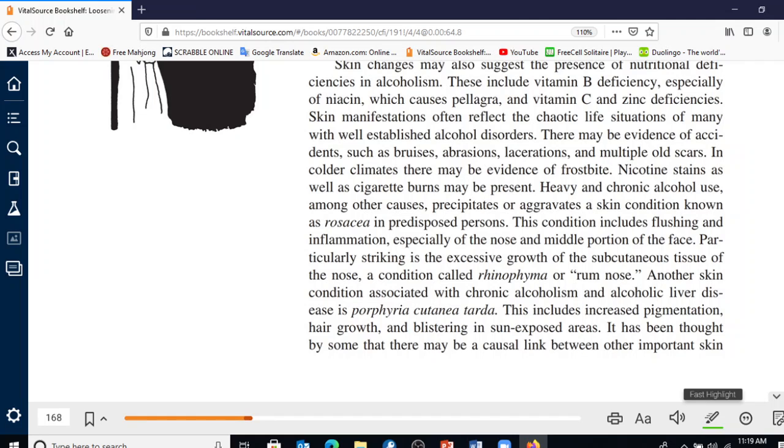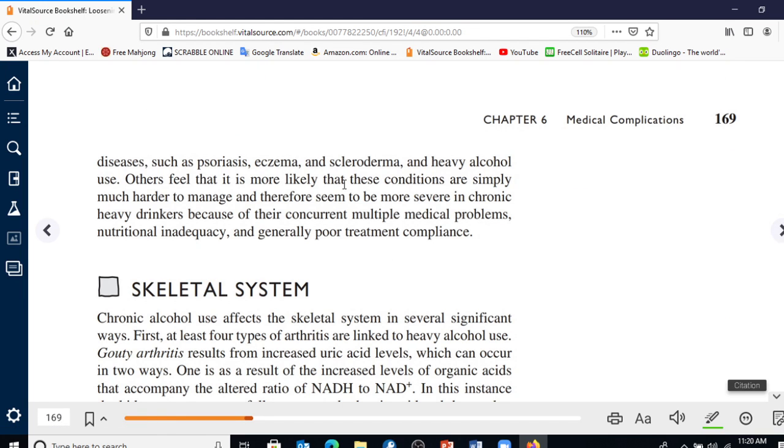Heavy and chronic alcohol use causes skin conditions. It causes you to flush. It causes rosacea, which is a skin condition, and predisposed people where you have a red rash that develops usually under the eyes and on the cheeks primarily. And lots of inflammation there. Build up of cartilaginous tissue, which is the rhinophyma, the rum nose. Porphyria cutánea tarda, and this is the condition I was talking about earlier, the vampire condition that leaves you sensitive to the sun, and others. The spider angiomas, the liver palms, all of that good stuff.